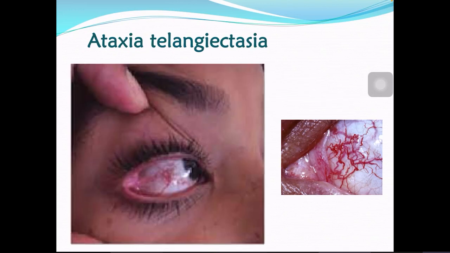So ataxia telangiectasia is another illness where you might get patients presenting to you with ataxia maybe from about 3 to 4 years of age, and then subsequently they also can develop recurrent infections, more so because they too have problems in their T cells.